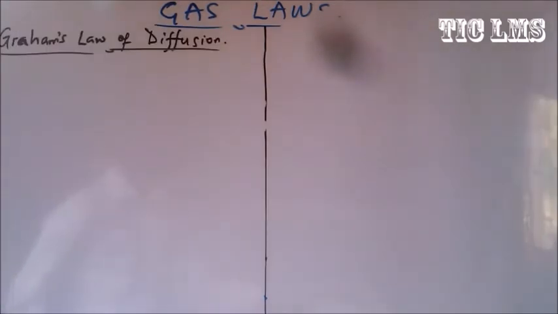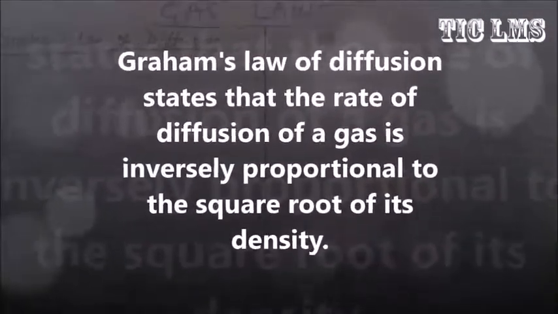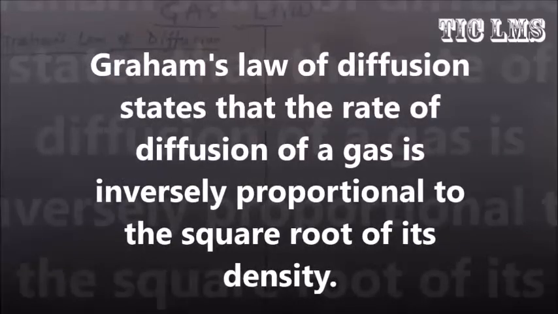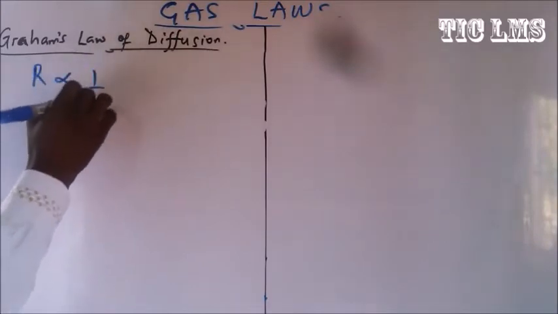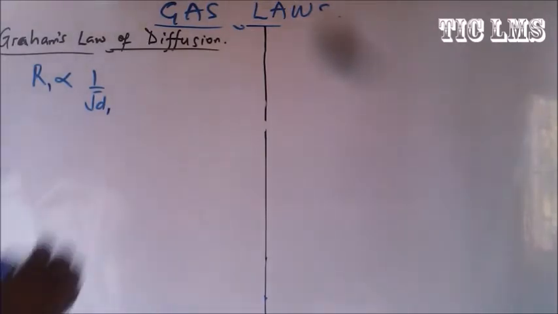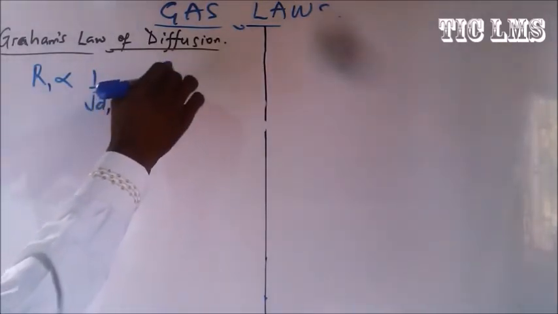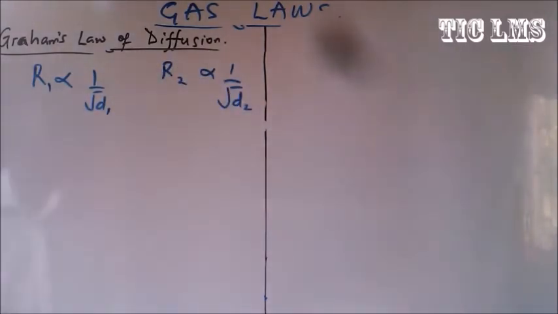Next, we move on to Graham's law of diffusion. Graham's law of diffusion states that the rate of diffusion of a gas is inversely proportional to the square root of its density. Mathematically, it means that the rate of diffusion is inversely proportional to the square root of its density. Now, if you consider the rate of two gases such that one gas has rate 1 and density 1, and then the second has a density of 2, and then we have 1 over the square root of the density of 2 for the second gas. Now, these two gases can be merged to arrive at a particular formula.